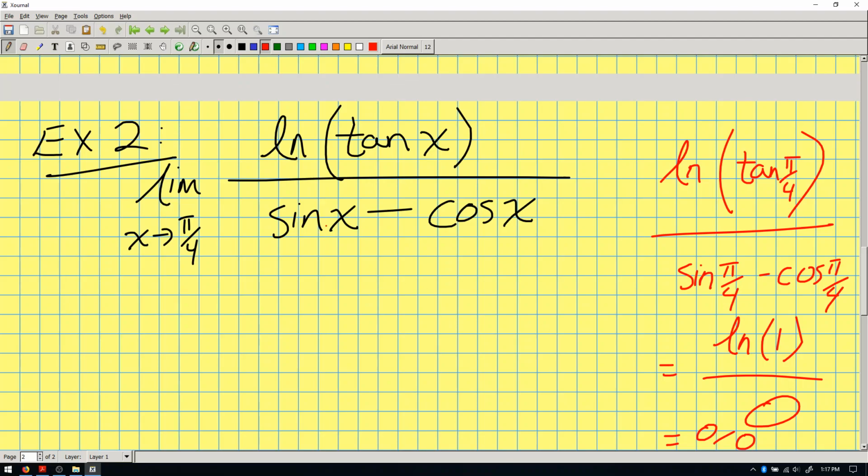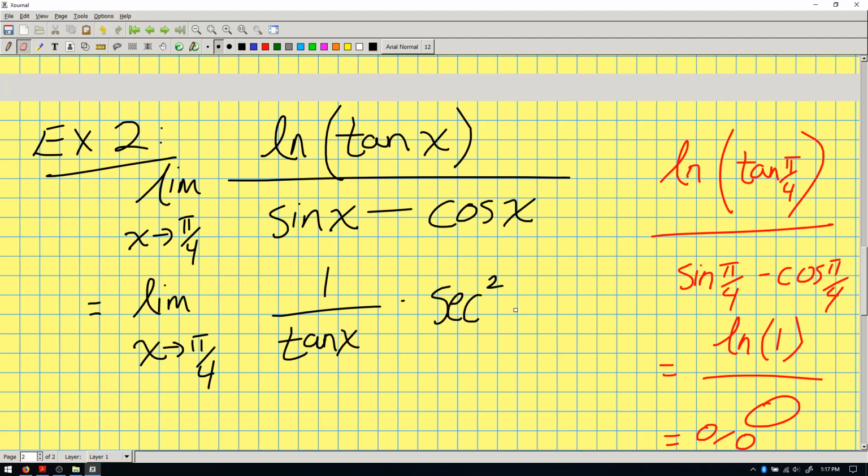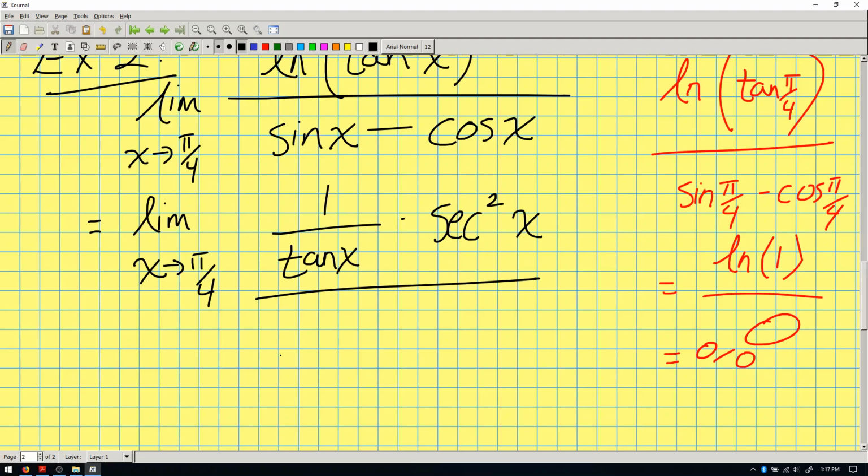Now, what is the derivative of tan x? The derivative of tan is secant squared. We're going to need this because we're going to do a chain rule on the top. So it's 1 over tan x times secant squared x. That is the derivative of the top after applying the chain rule. The derivative on the bottom is going to be cos x plus sine x. And now we're all good to go.